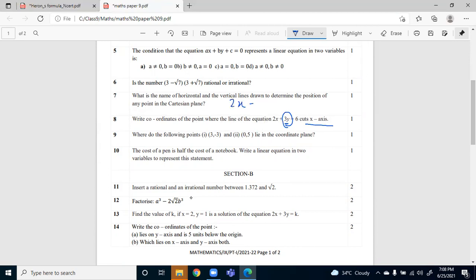So 2x is equal to 6. So you are absolutely correct. So x comes out to be 3 and y is 0. The coordinates are 3 comma 0.